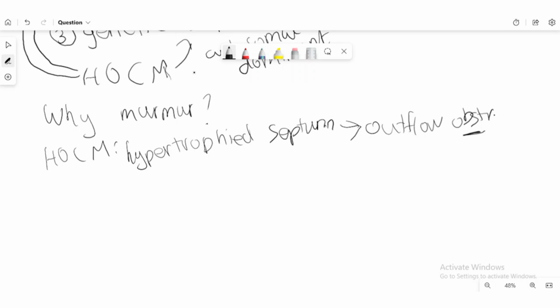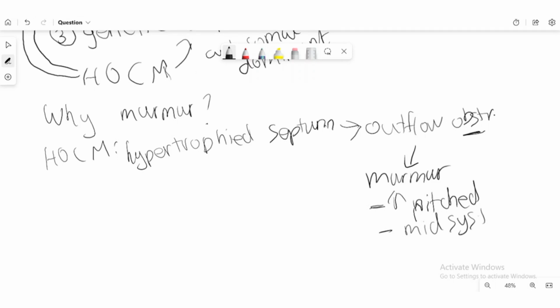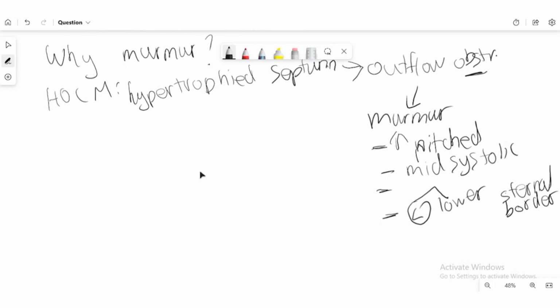So what happens if there is an obstruction? Well, that leads to a murmur. And what are some key characteristics of this murmur? Because this is pretty high yield. This is a high-pitched murmur. It is mid-systolic. It is crescendo, decrescendo. And it is at the left lower sternal border.